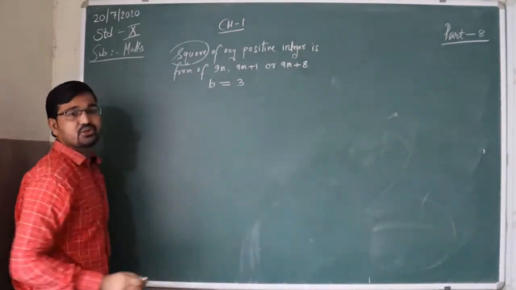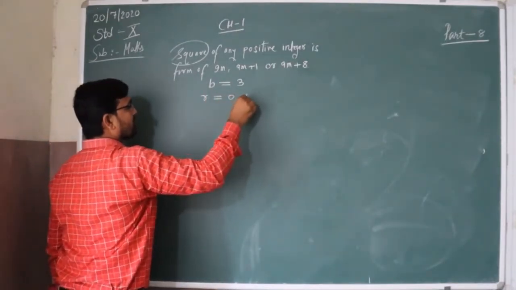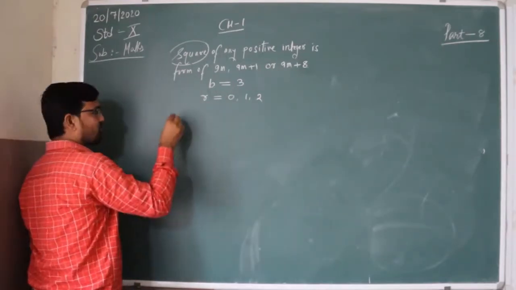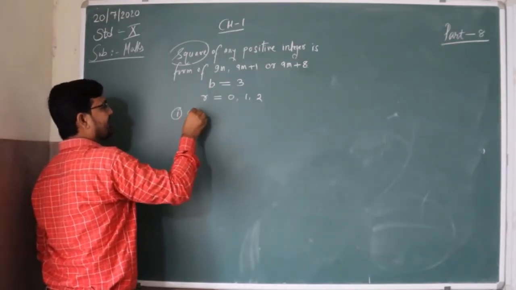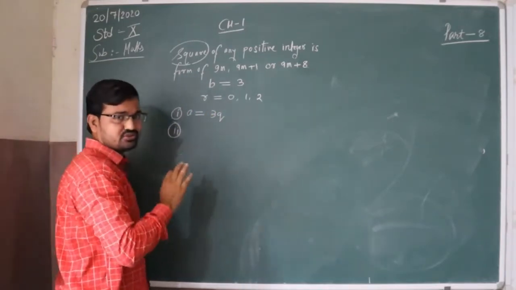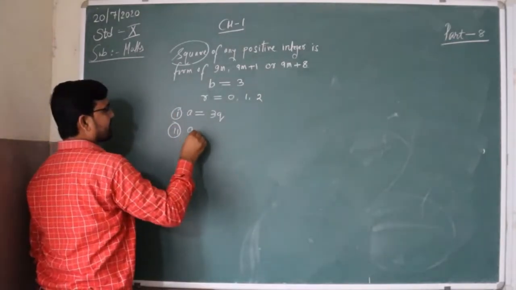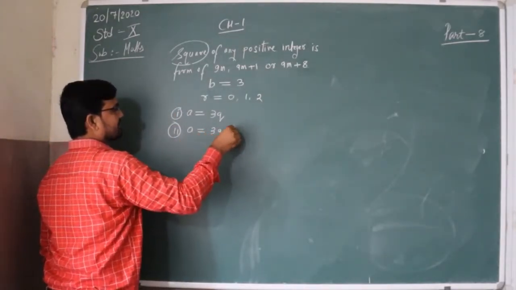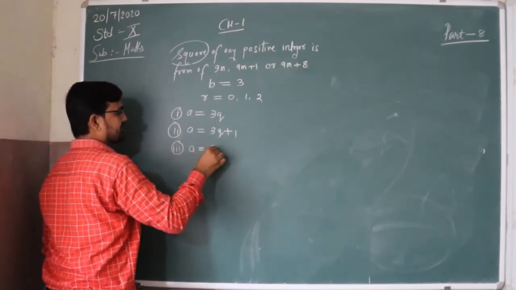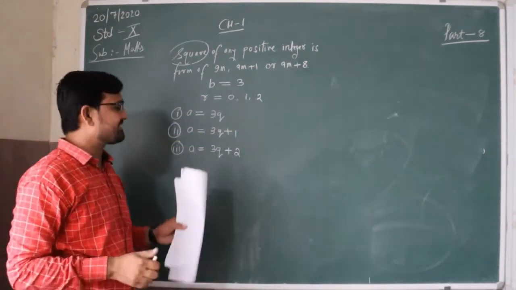So b is equal to 3, so r will be equal to 0, 1 and 2. And we have already solved this one. So what will we get? We will get a equal to 3q. I am writing directly, because if you want to see how it comes, you can see the second question. So a equal to 3q, a equal to 3q plus 1, and the third one is a equal to 3q plus 2. When I put 0, 1, 2, I will get these values.